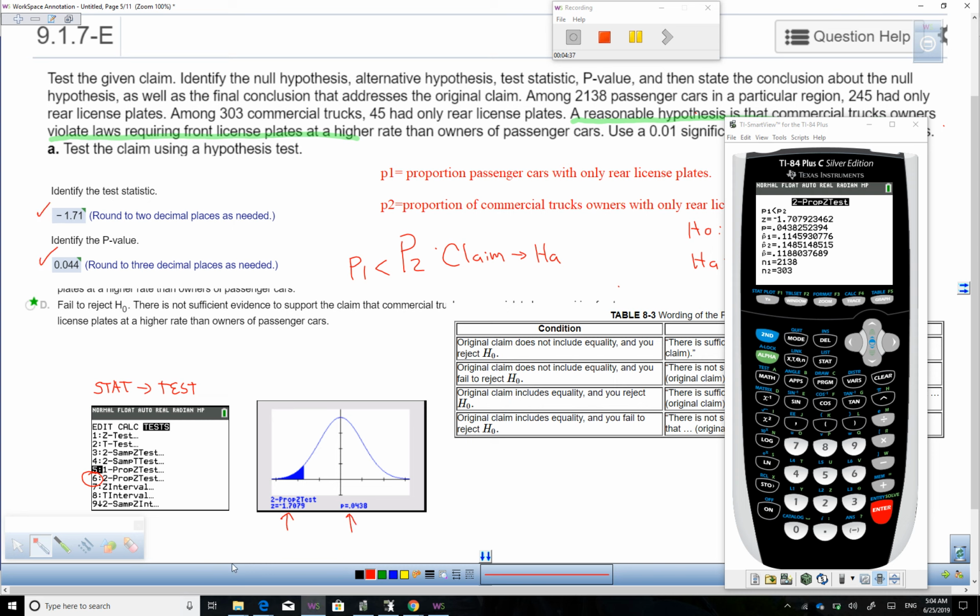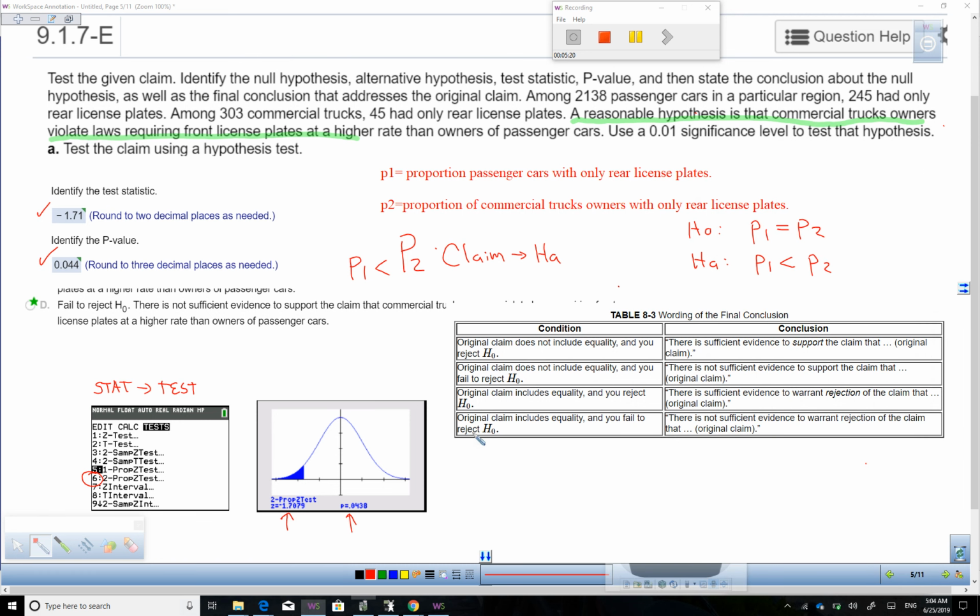Okay, so again, let me show you that. You go to stat, test, and press number 6. In my situation it is number 6, and I press here the second option. Instead of calculate, I press draw. You hit enter, you will see all this picture showing a left tail test, and you get the test statistic and the p-value.